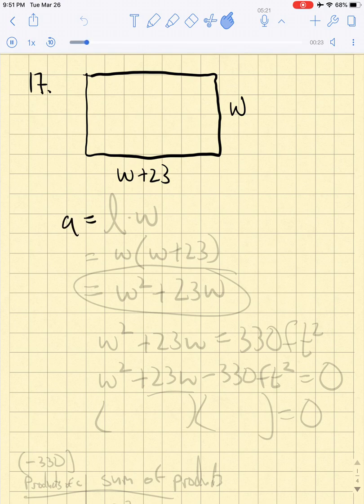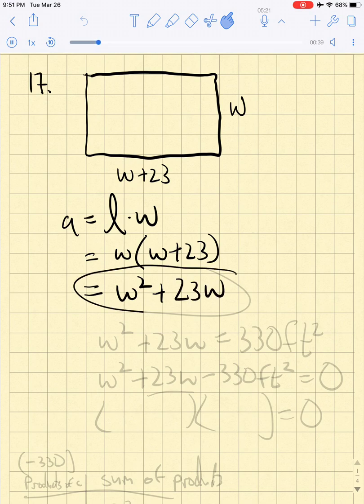Area is equal to length times width, which is equal to W times W plus 23, which is equal to W squared plus 23W. So that's the first part. Now it wants to know, find the dimensions if your area is equal to 330. So we set it equal to 330. W squared plus 23W equals 330.